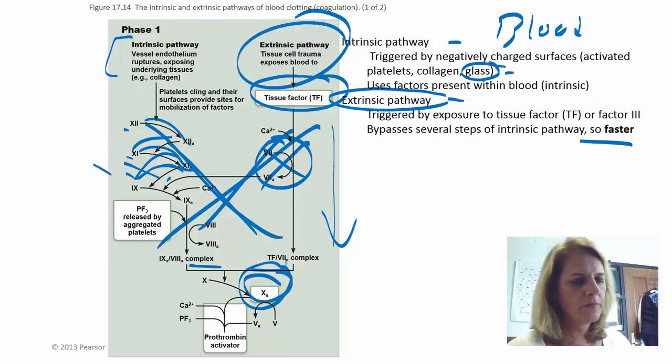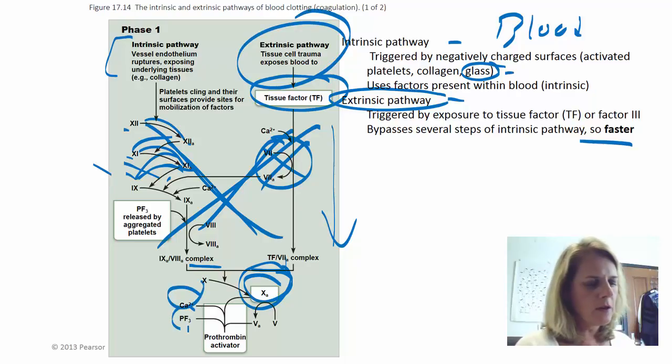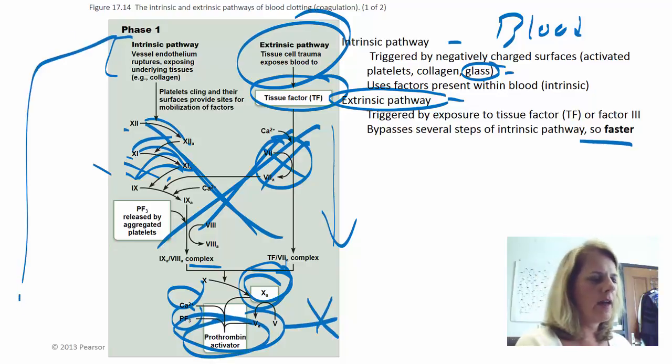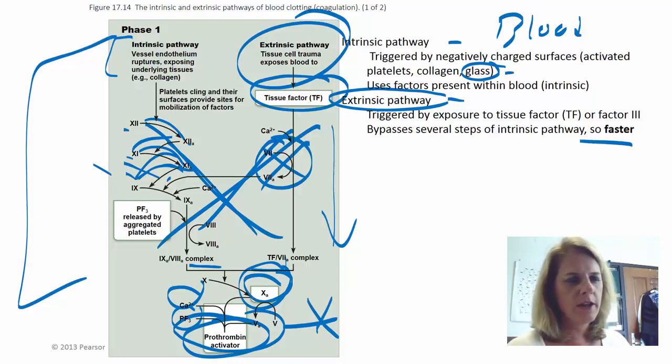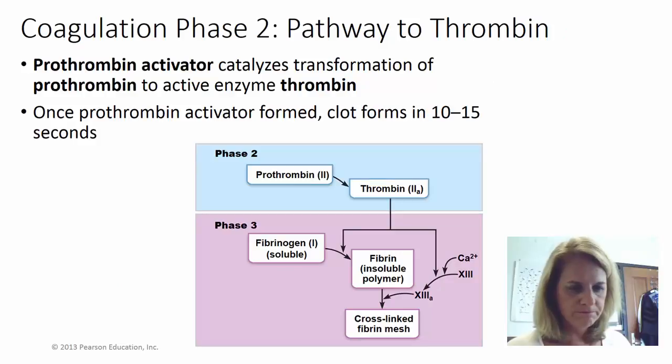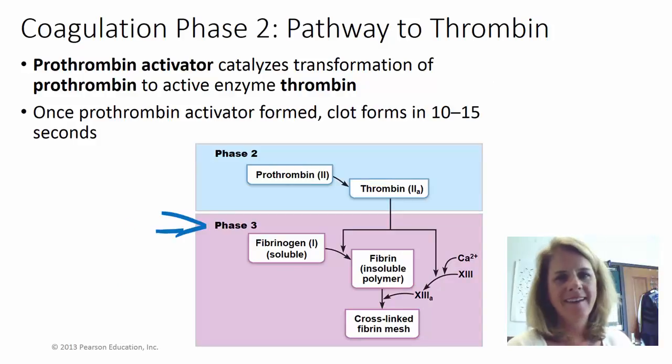Extrinsic's the faster way. And once you get to factor X, it's going to join with calcium and something called PF3 and give you prothrombin activator. This is our goal. Okay, we want to get prothrombin activator. So all that stuff I told you, all I need you to know is you have two ways of getting to prothrombin activator. Okay.